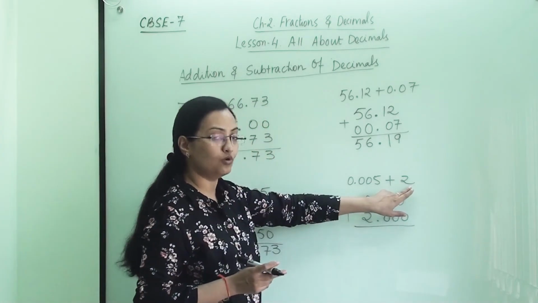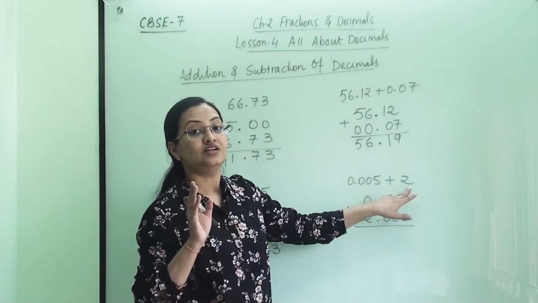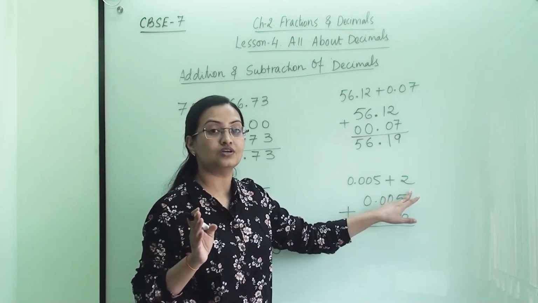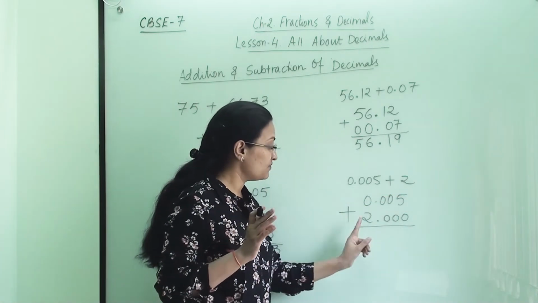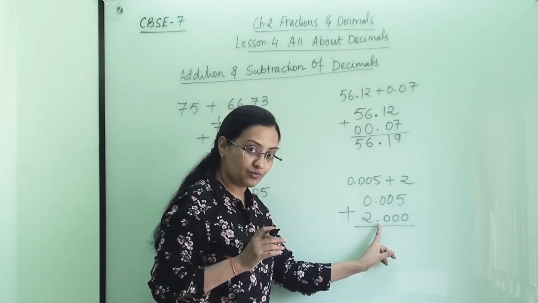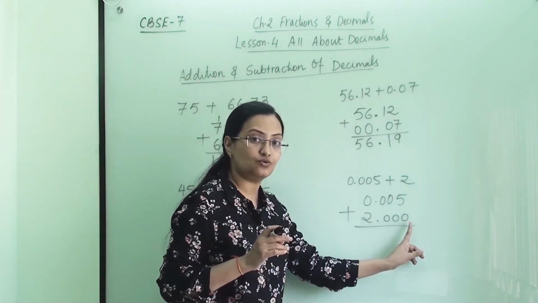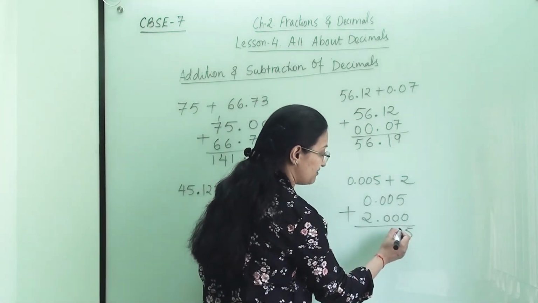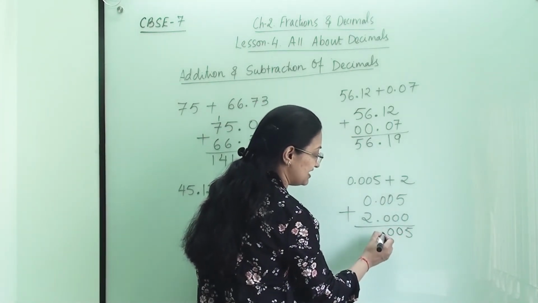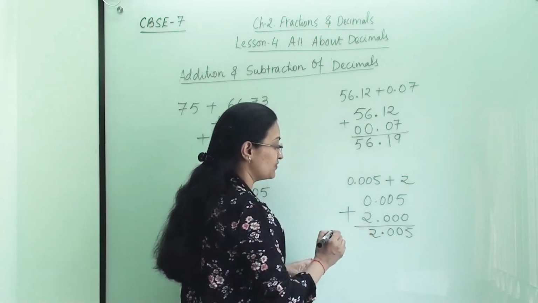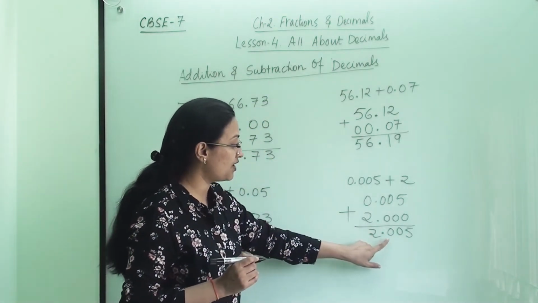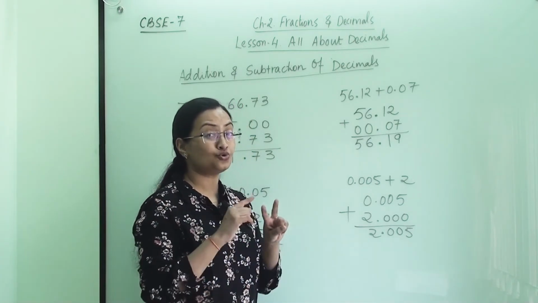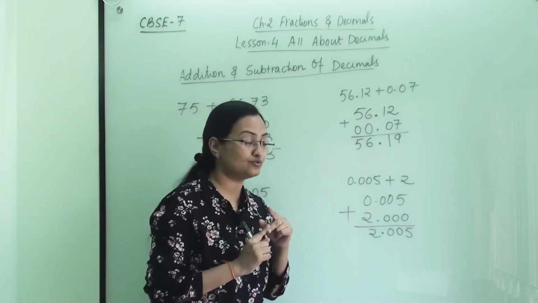Why? Because this is a whole number. This is without the 10th, 100th in its denominator. This is without the denominator. So we can put a decimal point here and add as many zeros as we need. So here when we add them, we will get 5, then 0, 0 and then the decimal point and we will get 2. So the answer is 2.005. So two things we need to remember in addition.